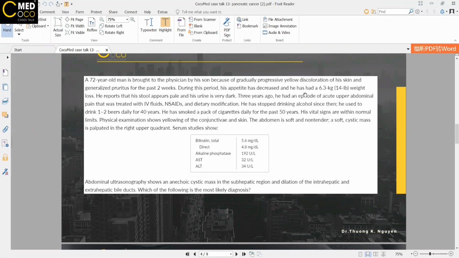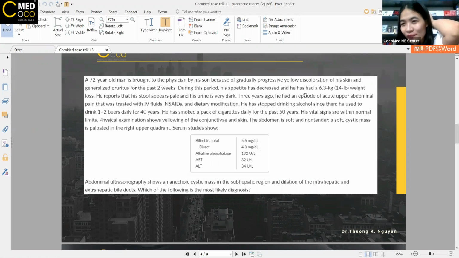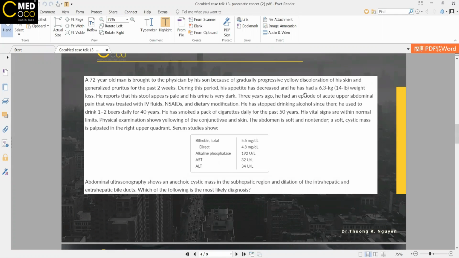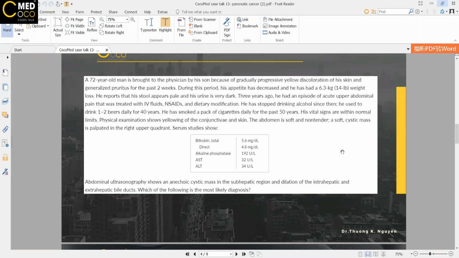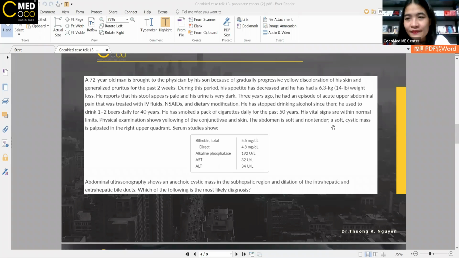obstruction of the bile duct. Obstruction in the bile duct. Okay. Yes. Thank you, Long. Because I think he had obstruction in the bile duct by a malignant tumor. He had a yellow discoloration of his skin. He has weight loss. His stool is pale and urine very dark.